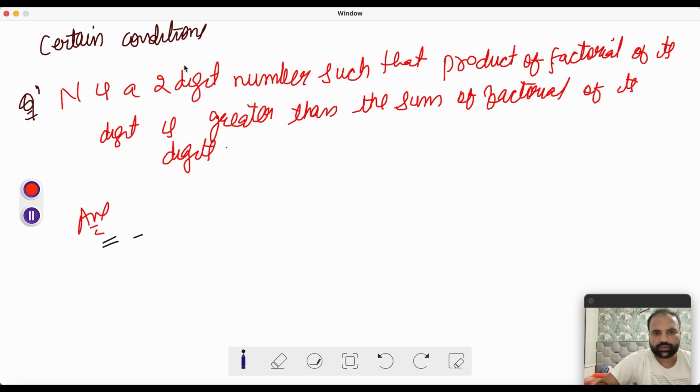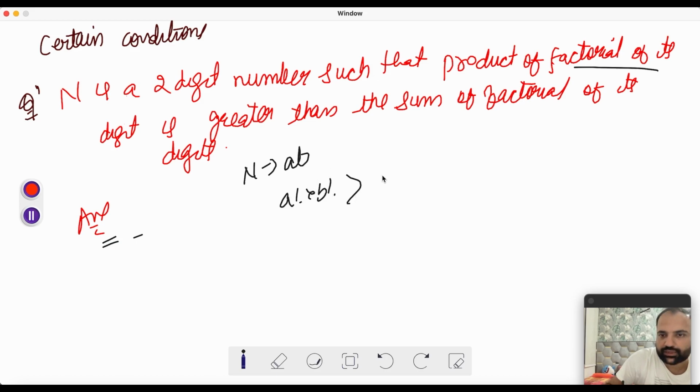This condition we will learn with some questions. Okay, that way we can understand the concept. So it says n is a 2-digit number. Let's say n is AB. The product of factorials of its digits, not just the product of the 2 digits, is greater than the sum of factorials of its digits. Okay, now understand this. This is a very good concept. So how would we do it?